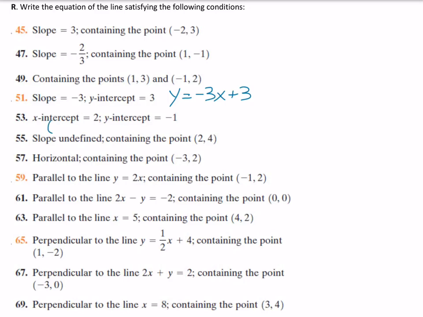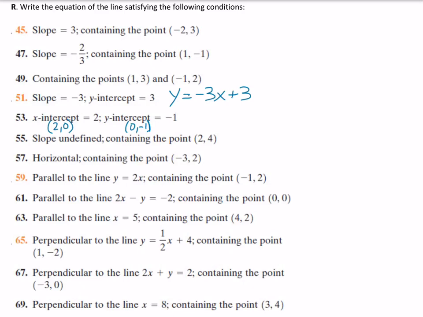And then 53, x and y-intercept, think about it. If it's an x-intercept, wouldn't that just be the point 2 comma 0? If it's the y-intercept, wouldn't it be 0 comma negative 1? Right, and now I have 2 points. The x-intercept, the y-intercept, those would be the points. And it's just like number 49 now. Okay, just be aware of the negatives, very important.